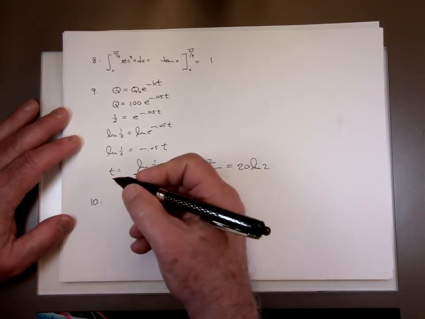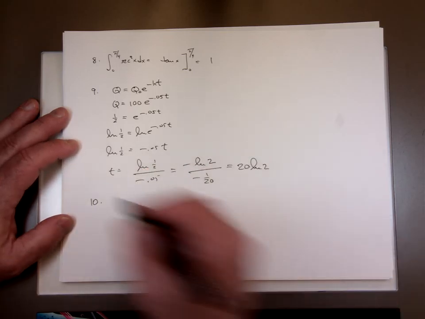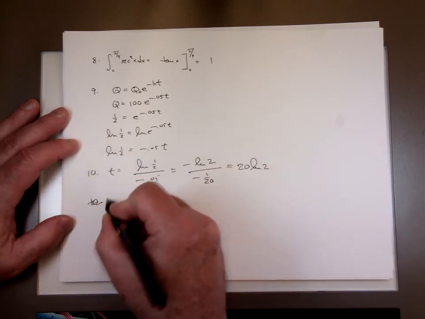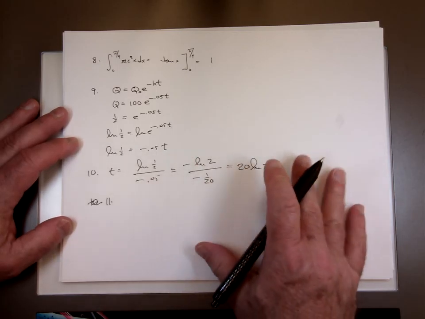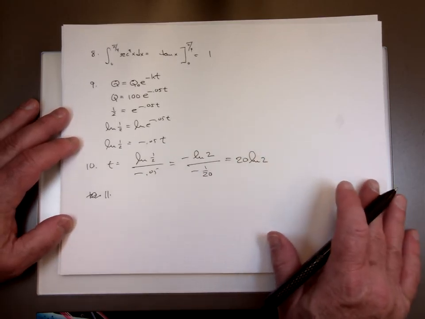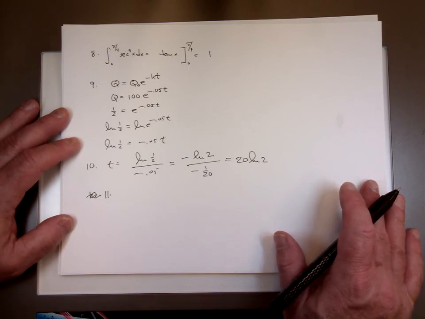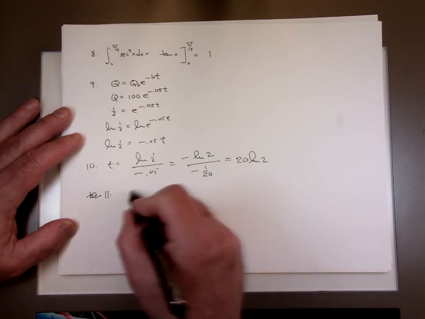Number 10. All right, that was number 10. Number 11. Given the area defined by the functions y equals x squared, x from 0 to 2, y equals 0, that's the x-axis, and x equals 2, that's the vertical line. Set up the integral that gives the volume.